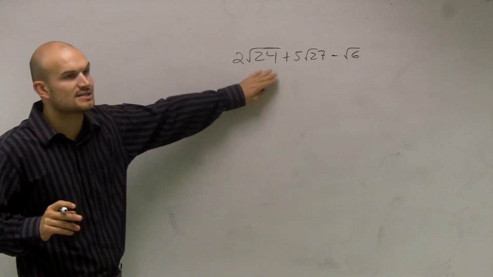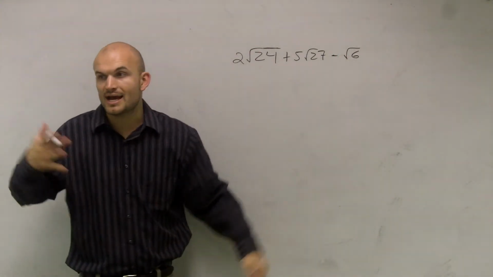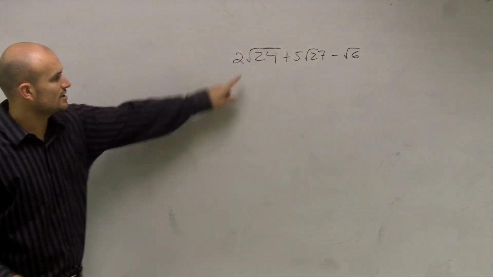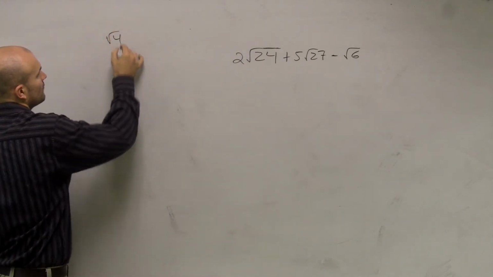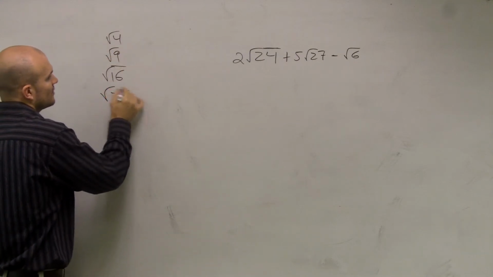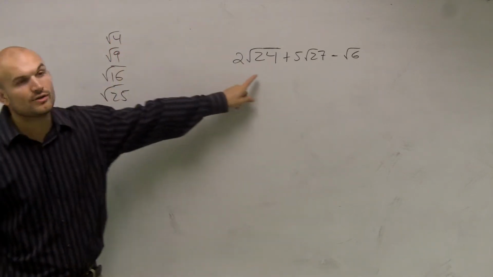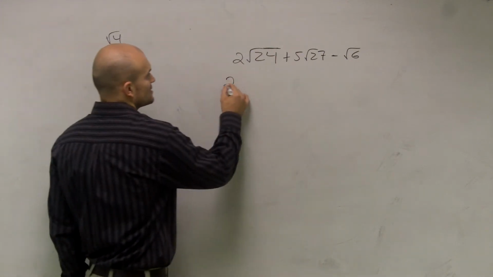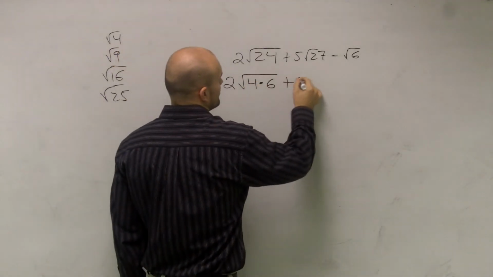I'm going to say, all right, how can I simplify my radicals? What I'm going to want to do is rewrite each one of these radicals as a multiple of one of its largest square factors. So I look at 24. Remember, you think about your square numbers: square root of 4, square root of 9, square root of 16, and square root of 25 are the numbers that we're going to be using. What is the largest square number that I can rewrite as a product to give me 24? 4. So I can rewrite this as 2 times radical 4 times 6 plus 5.